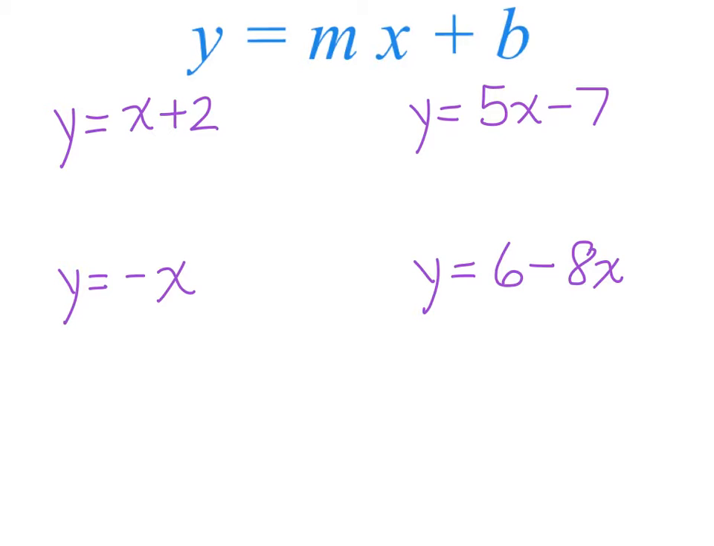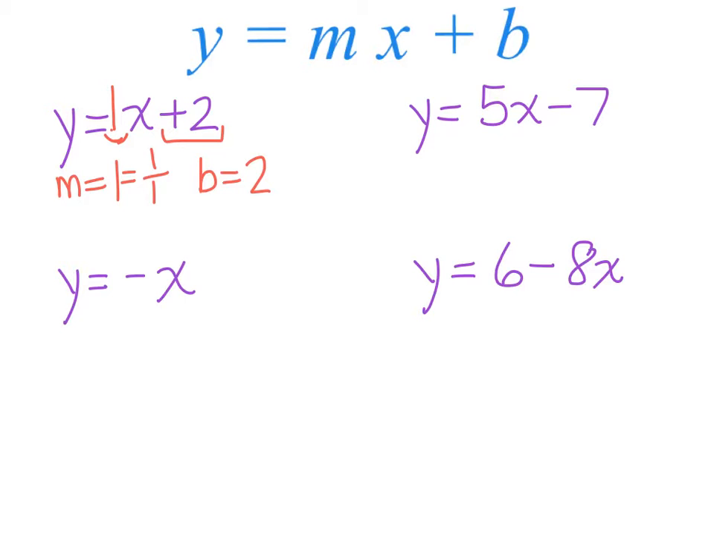I'd like you to pause the video and try to figure out the m and the b values for these equations, and then play the video and see how well you do. So on the first equation on the top left, I don't see a multiplier of x, but I know it would have to be a 1. So that tells me my m value is 1. As a ratio, it would be 1 over 1, or negative 1 over negative 1. The b value is the 2 that's being added.